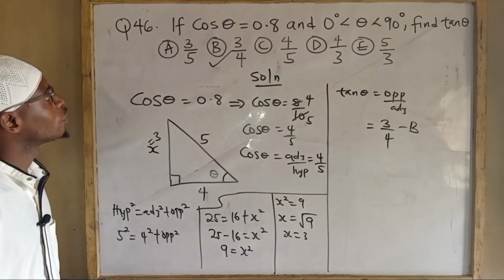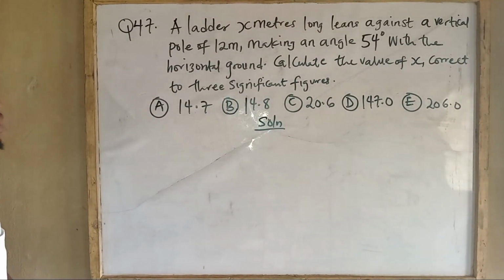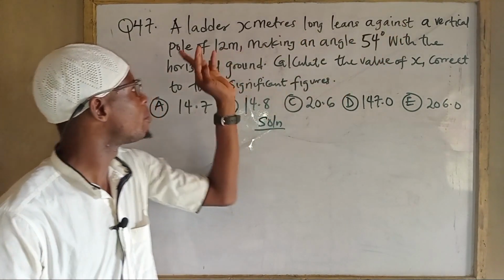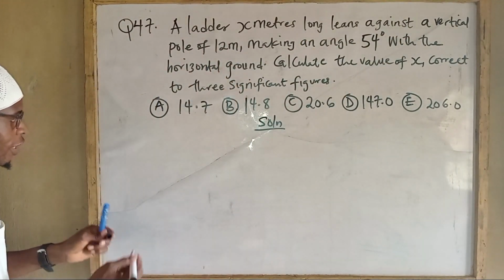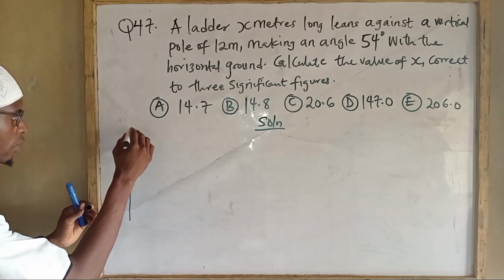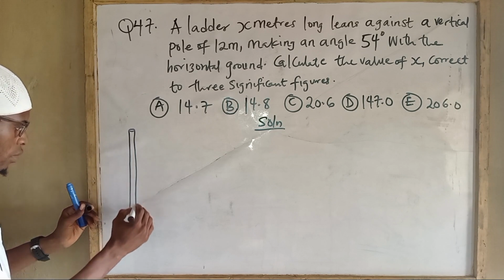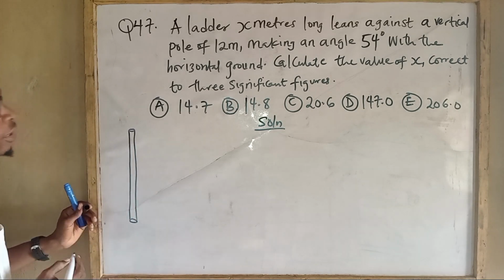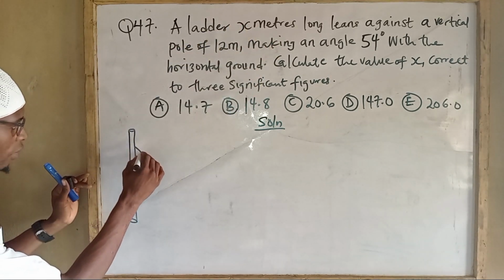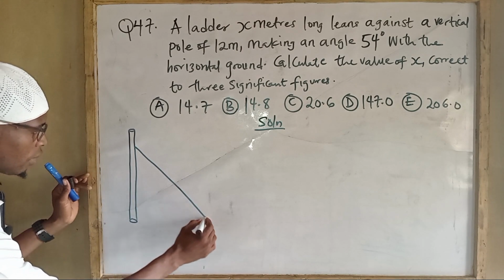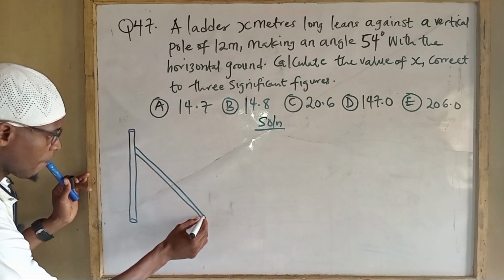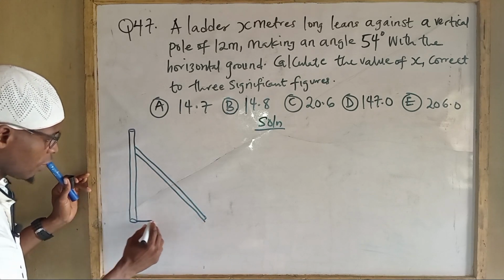So let's move to question 47. Question 47 says, a ladder x meters long leans against a vertical pole. Good. So our vertical pole is this. So this is a vertical pole. A ladder leans against it. That means it rests on the vertical pole. This is the ladder. And of course, we have the ground level here.